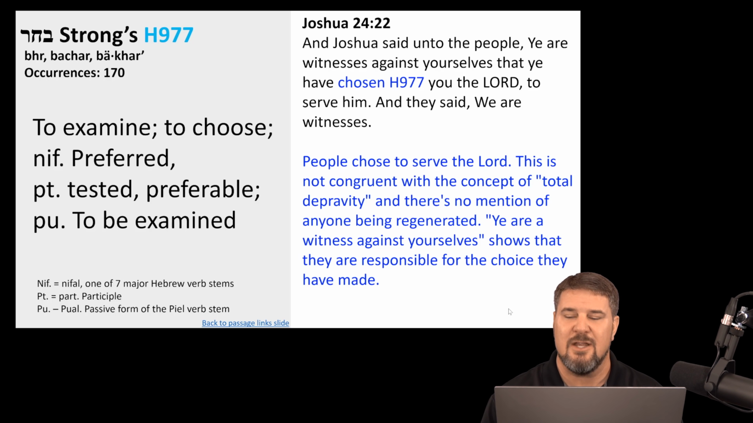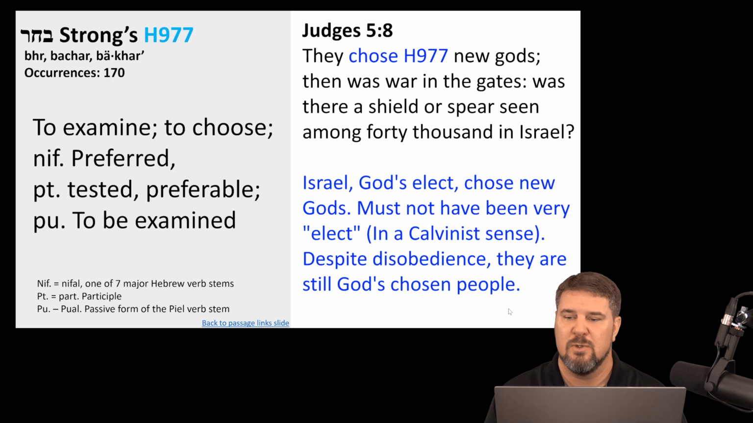Judges 5:8, they chose new gods. Then was war in their gates. So Israel, God's elect, by the way, God's chosen people, chose new gods. So they must not have been very elect in a Calvinist sense. Now, despite disobedience, they are still God's chosen people. And despite being elect, I guess they weren't, where's the perseverance of the saints?